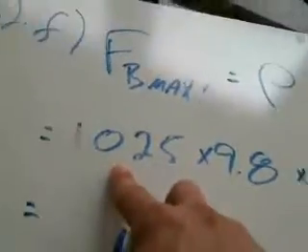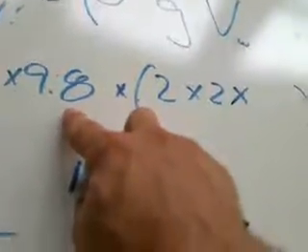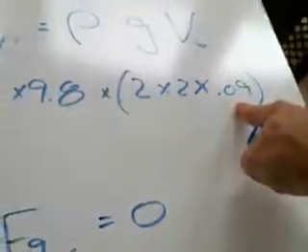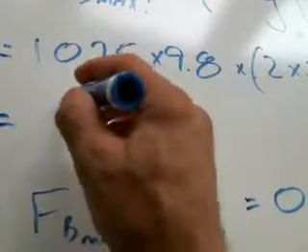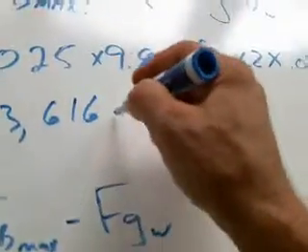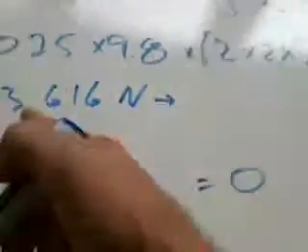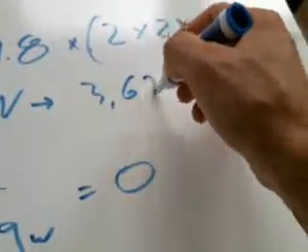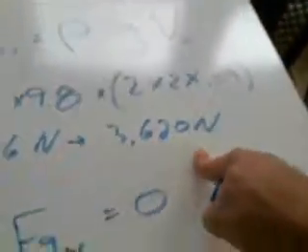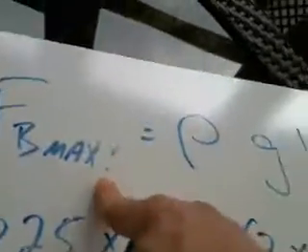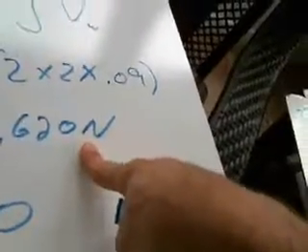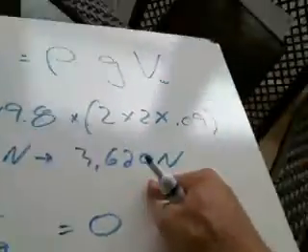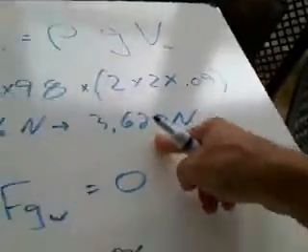So the density of liquid again is 1025. That was given in the problem. We're still on Earth. 2 times 2 times 0.09 meters, the depth of the whole thing. This turns out to be 3,616 newtons, which we're not going to have that many digits. Usually they'll round it to 3,620 newtons, the maximum amount of buoyant force that a styrofoam raft of that size can hold up.